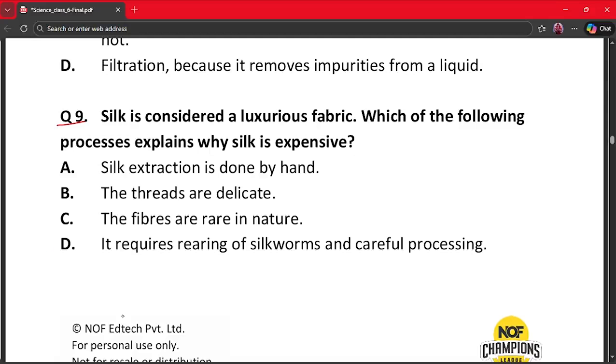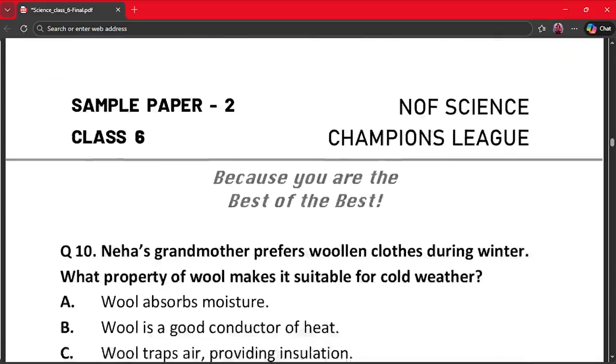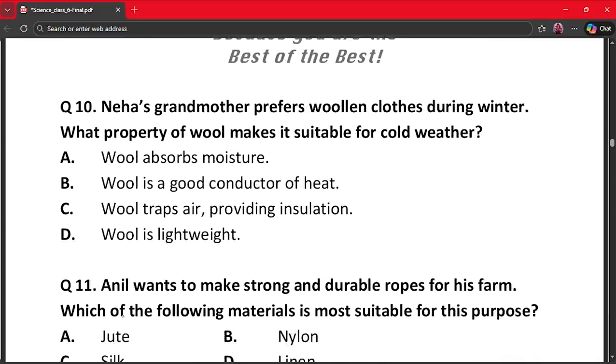The correct answer is option D, because silk is obtained from silkworms and the rearing of silkworms requires care and time. Extracting silk threads is a delicate process. This increases the cost of production. Therefore, silk is expensive. The next question is question number 10.